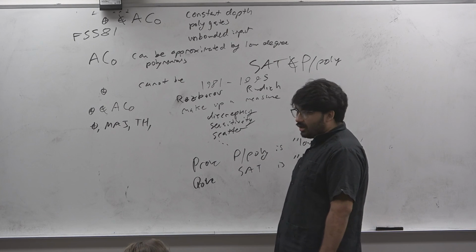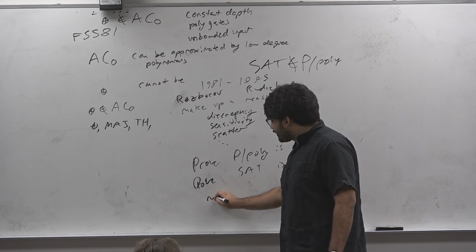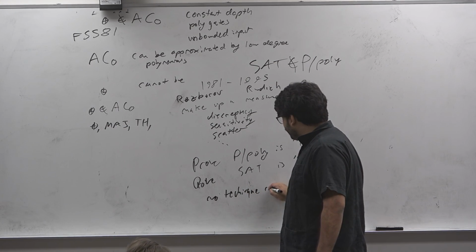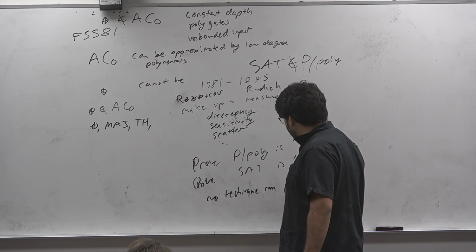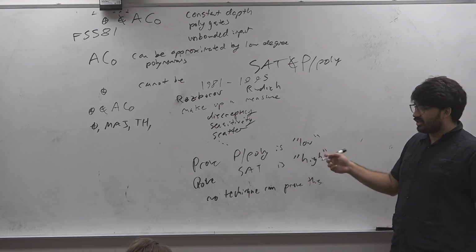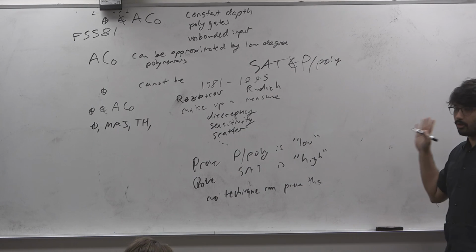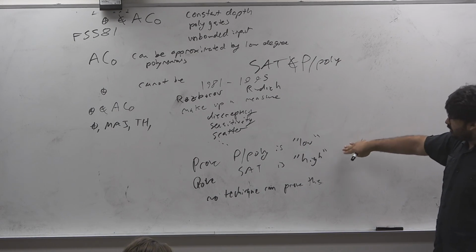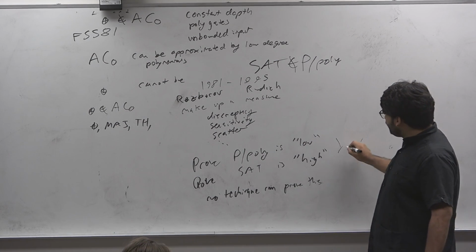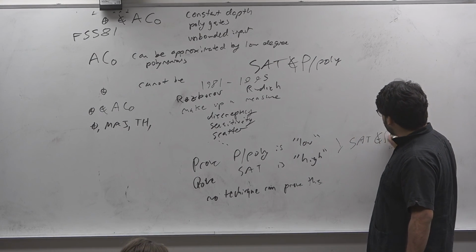Okay? Under certain conditions, no technique can prove this. If you can prove that P/poly is low, it's simple, it has low scatter, whatever that means, and then you prove SAT is high, it's complex, that's enough for you to conclude that these two give you that SAT is not in P/poly.